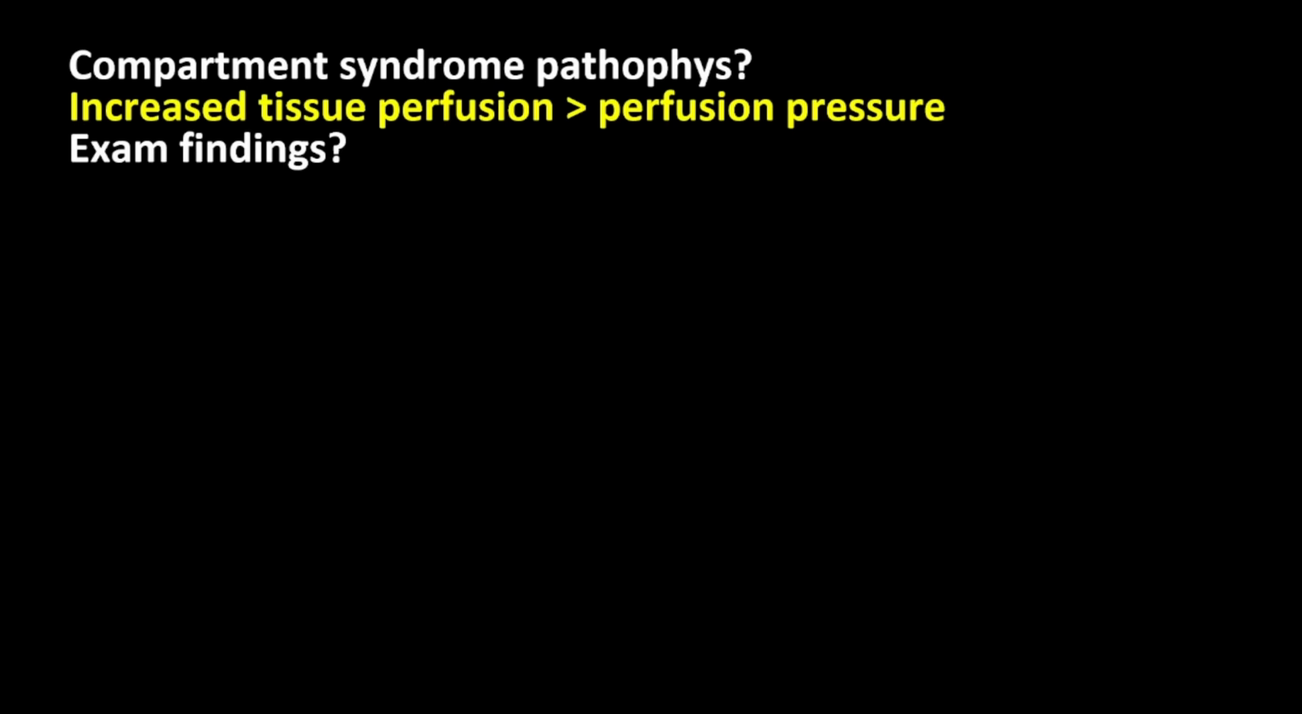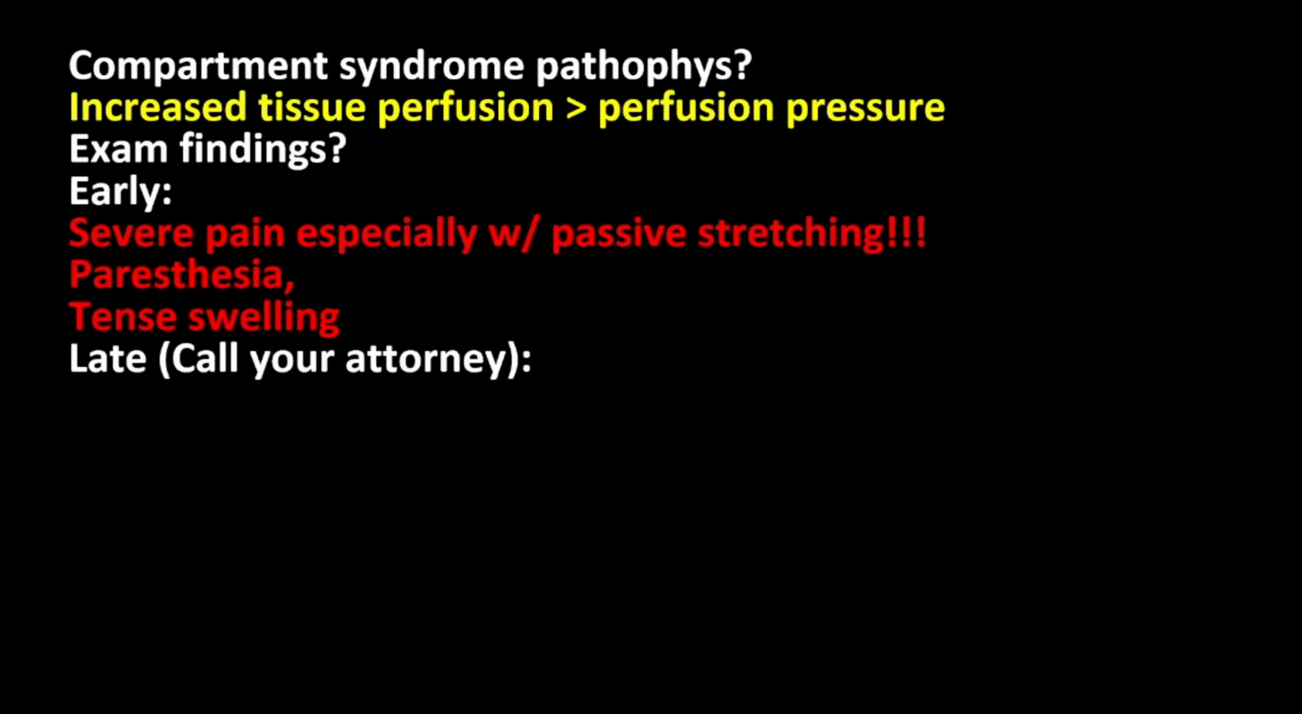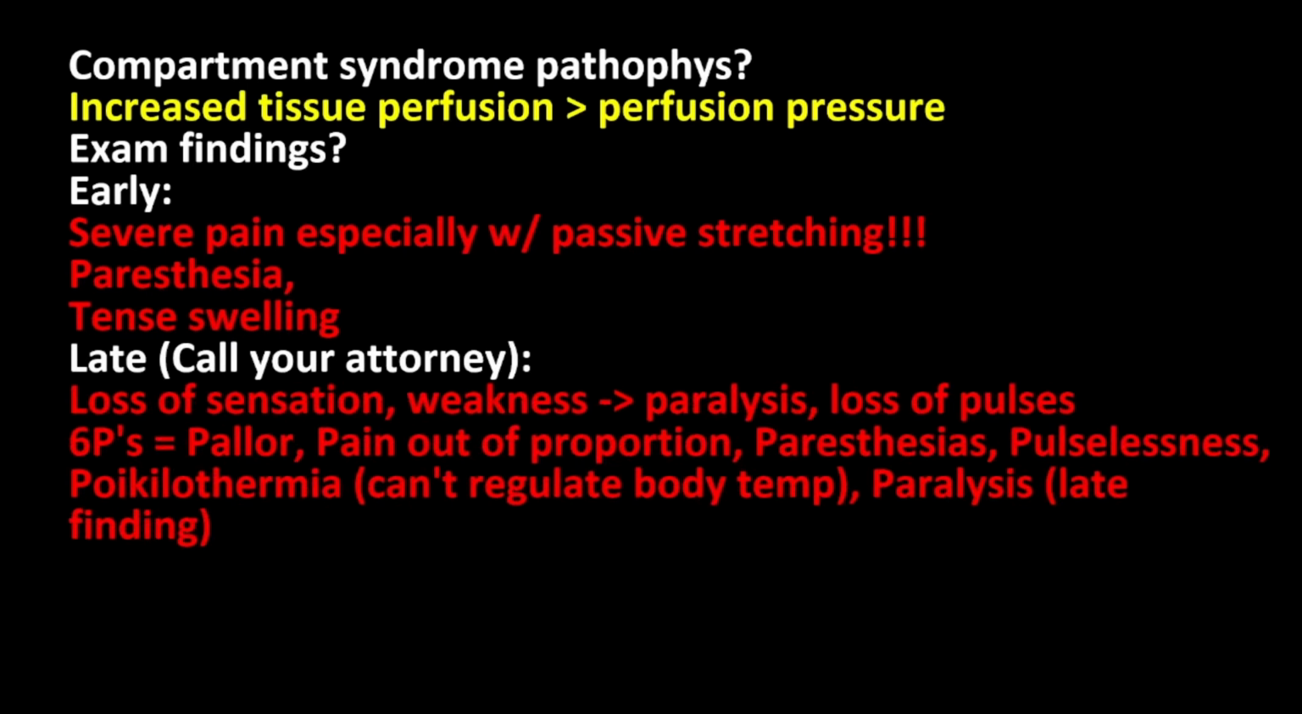So some exam findings that you'll see in the early stages of compartment syndrome: severe pain, especially with passive stretching, paresthesias, tense swelling. And then for some late findings, these will be your 6 Ps: pallor, pain out of proportion, paresthesias, pulselessness, poikilothermia, and paralysis. Again, I put late, open parentheses, call your attorney, because once a patient develops these symptoms of the 6 Ps, a lot of times this damage is more or less irreversible. So you really want to identify compartment syndrome as early as possible.